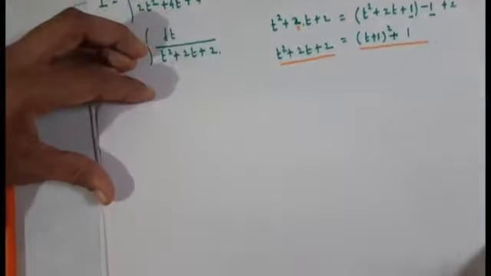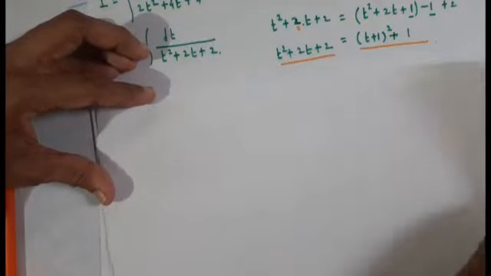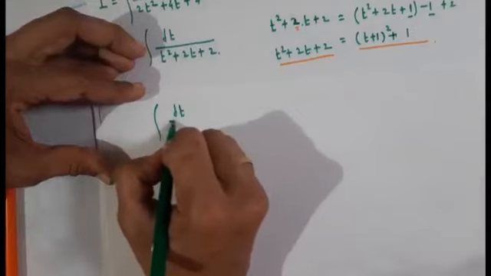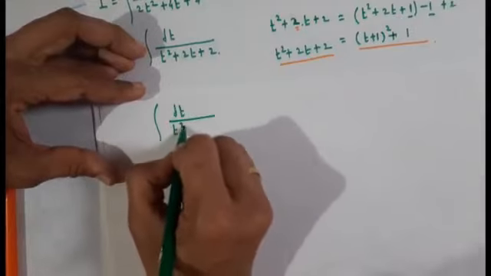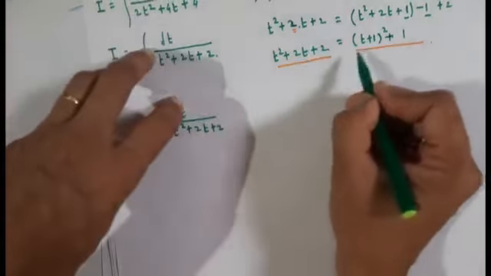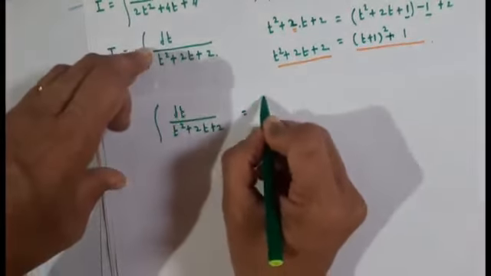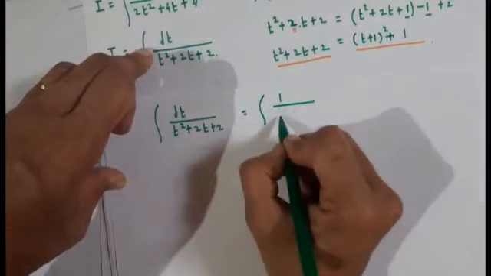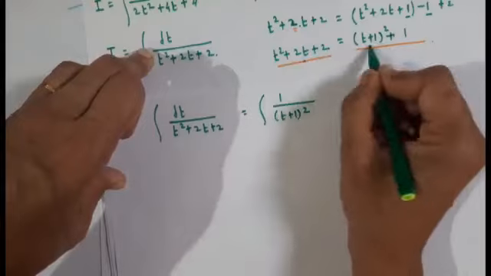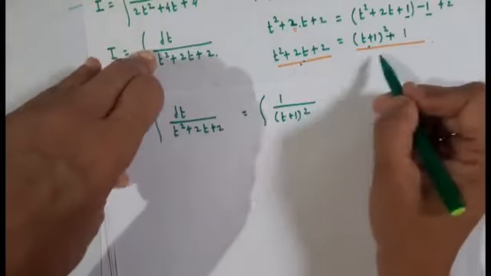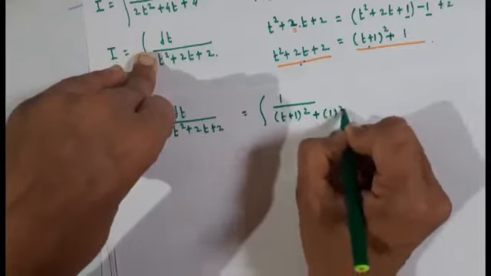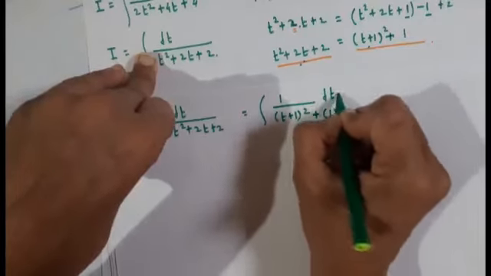Integration of 1 upon t square plus 2t plus 2. We have adjusted this like this, and hence this is equal to 1 upon t plus 1 whole square plus 1. Therefore integration of this term equals integration of t plus 1 whole square plus 1, meaning whole square of 1, with respect to t.